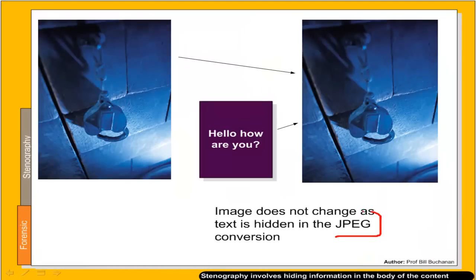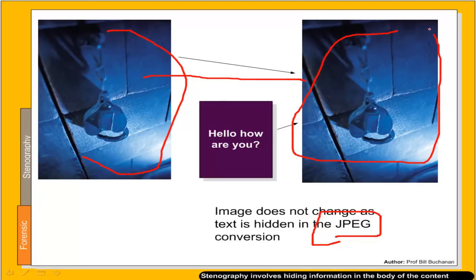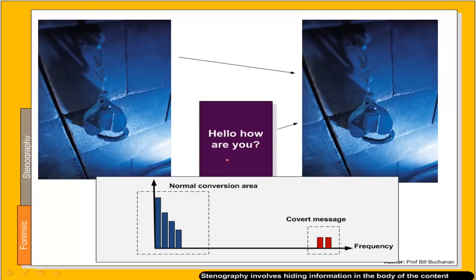The same can happen for JPEG, and with a JPEG image it is possible to add a message, and we can see here the original JPEG file, and this is what it looks like after the message has been added. And the way it does this is that JPEG typically splits an image up into pixel blocks, and then it takes each of the pixels within there and then does a frequency conversion on it.